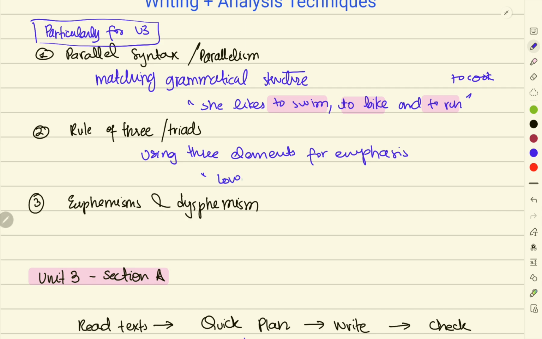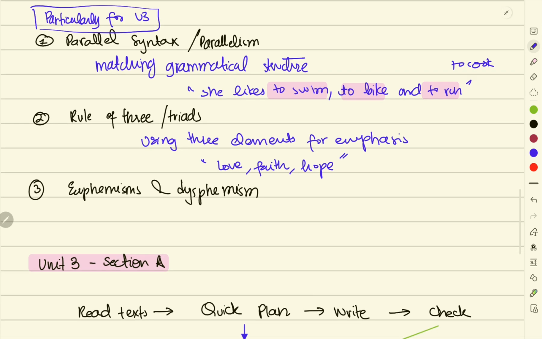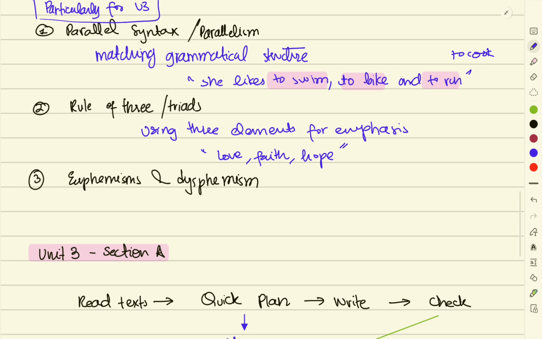So love, faith, hope, they are all positive words. They have somewhat of the same idea. The key idea is the same, but you put these similar words together and make a triad, which gives rhythm in your writing. So you can include this in Section A.